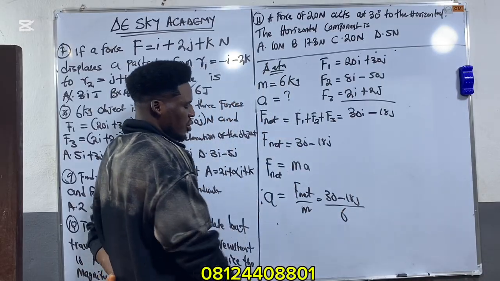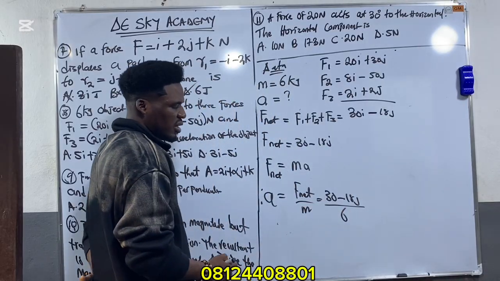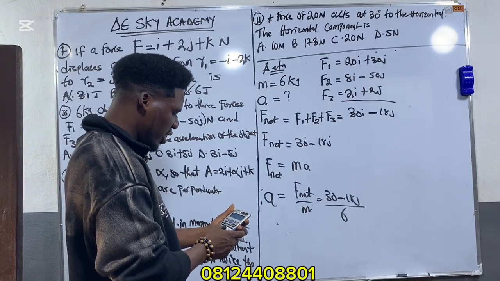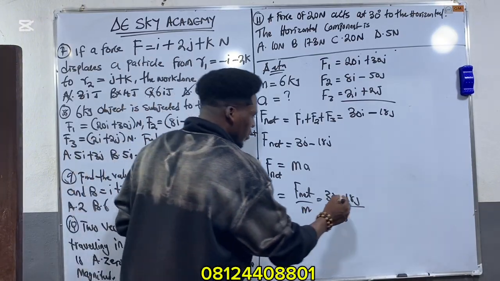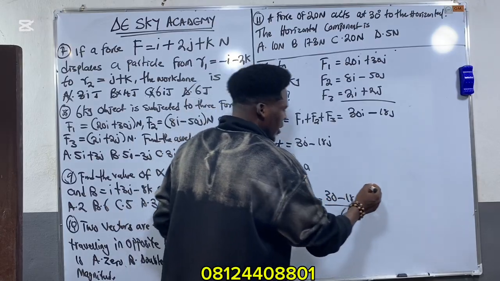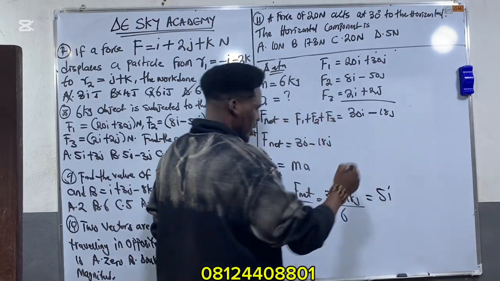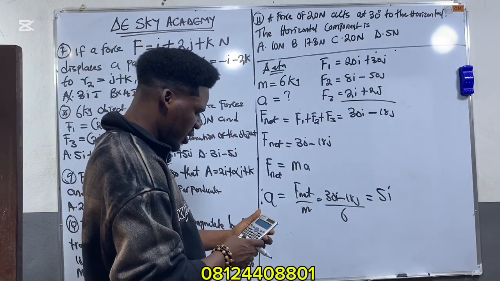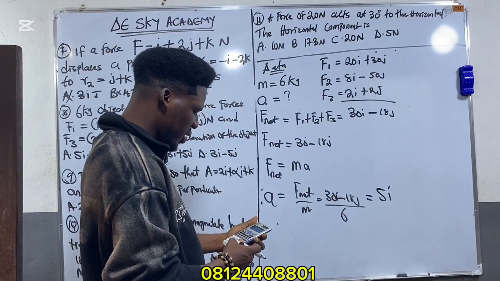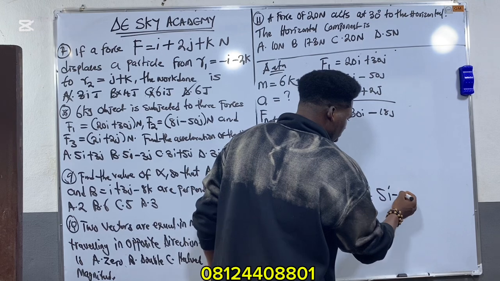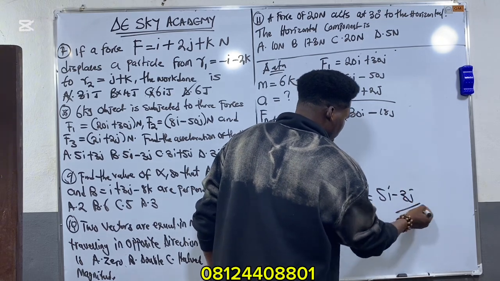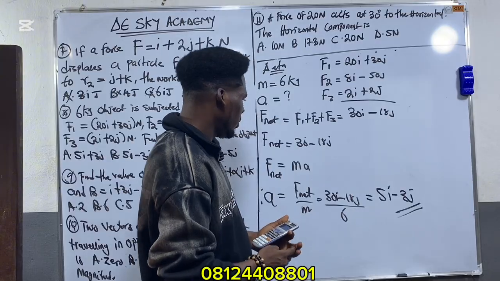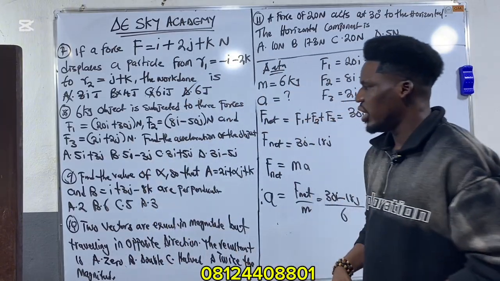6. So 30 divided by 6. What is 30 divided by 6? 30 divided by 6 should be 5, but let's still check. It's 5. I'll have it as 5i, right? 5i. Then 18 divided by 6 is 3, minus 3j, and that is the final answer. Okay, yes, that is the final answer.